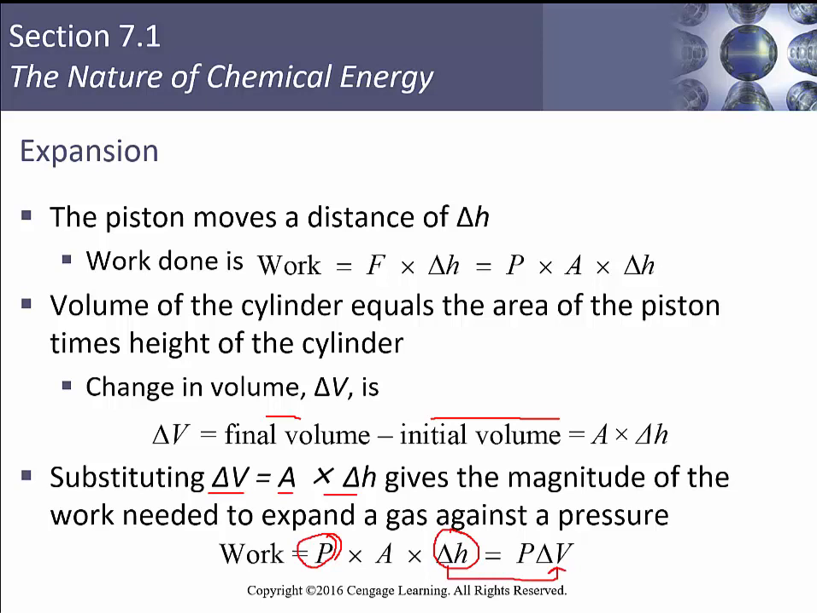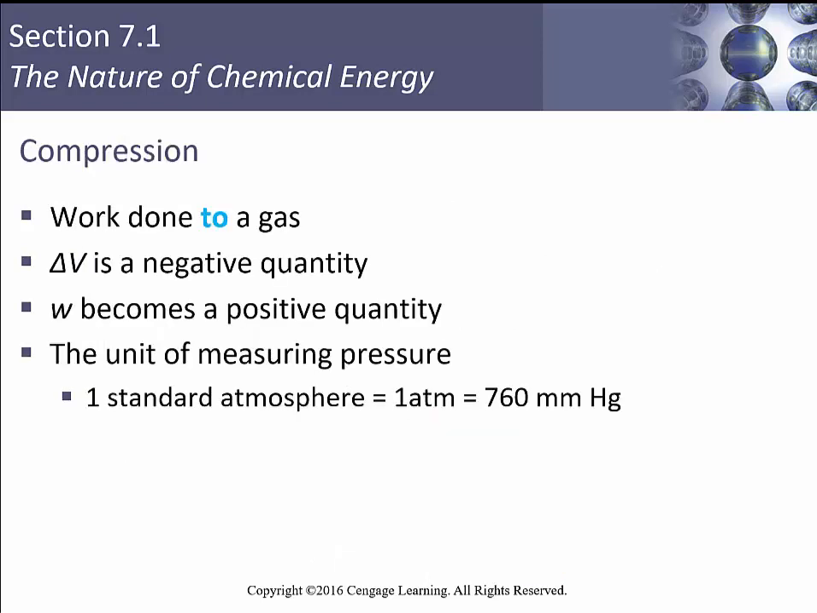Right? The opposite of that is compression. So that is work done to a gas. In this case, our change in volume will be negative. W will become a positive quantity because as you compress it, the energy is going in. And the unit of pressure, the unit of measuring pressure, we're going to use 1 standard atmosphere, 1 atmosphere, or 760 millimeters of mercury. Right?